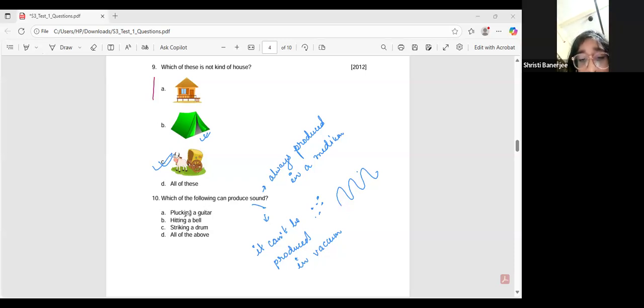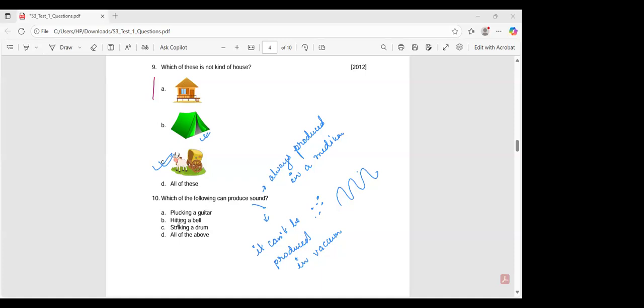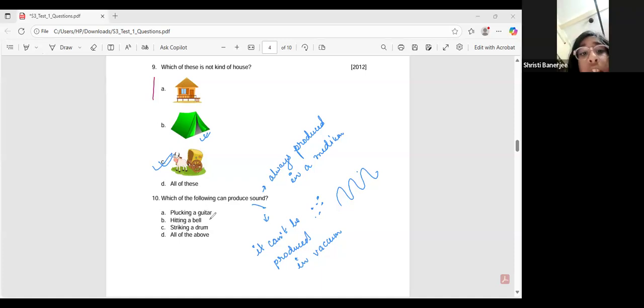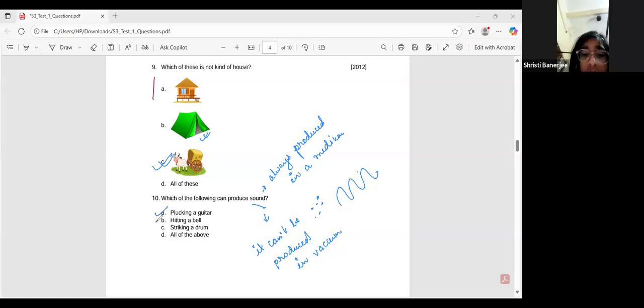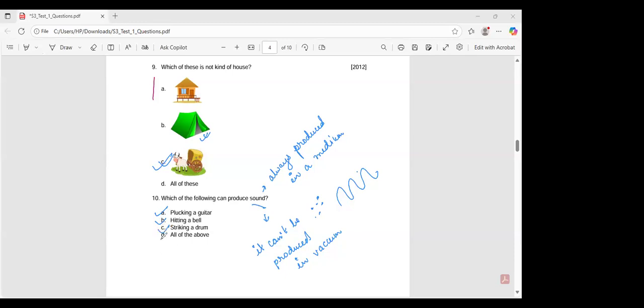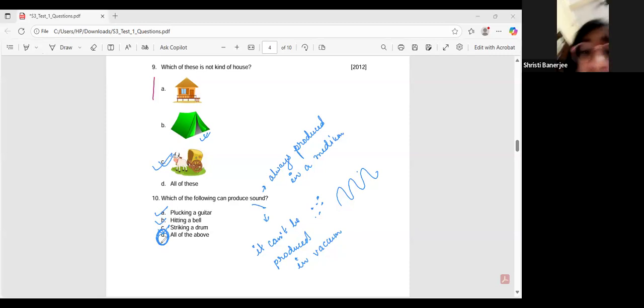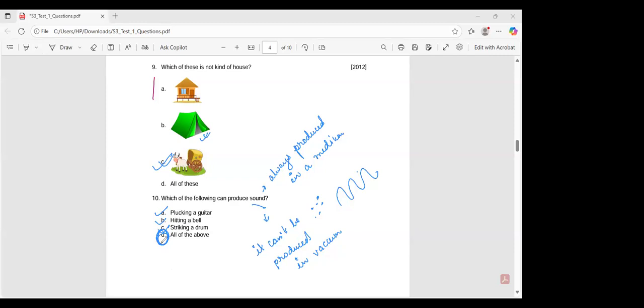Plucking a guitar, have you ever seen when you strike the string of a guitar, it makes sound, right? Yes, ma'am. I actually play guitar. Hitting a bell, like when you do puja, your mom rings the bell, you get a sound. Striking a drum, definitely. So the correct option is option D, that is all of the above, right? Any doubt up to now?